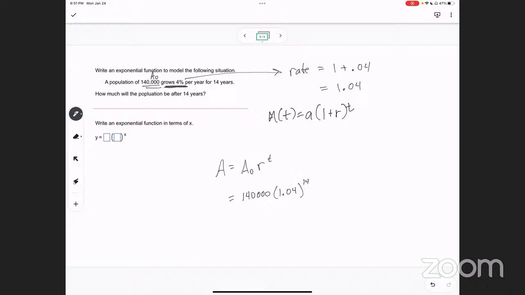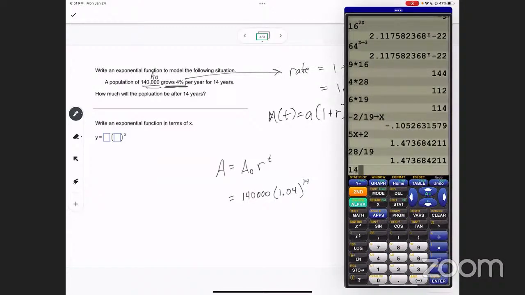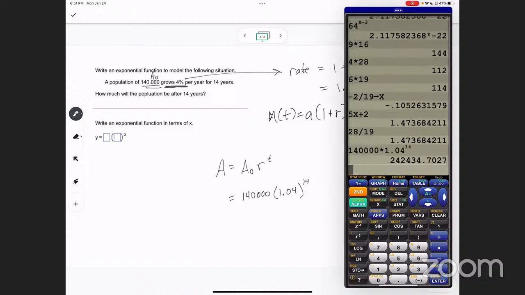So punch it in. 14, 1, 2, 3 times 1.04 raised to the 14. And that's the population. It almost doubled, which kind of makes sense. You want to know why it kind of makes sense? Why?